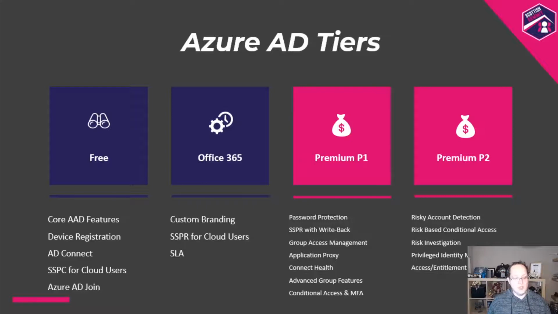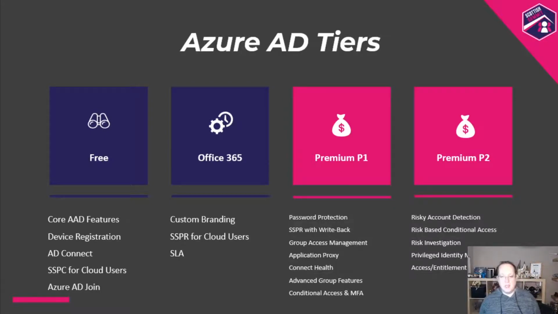You get some other tools like Application Proxy, which allows you to expose on-prem applications through AAD to the outside world. You get Connect Health for monitoring your Azure Active Directory instance. You get some advanced features around groups like dynamic groups, which can be quite useful. And you get conditional access.